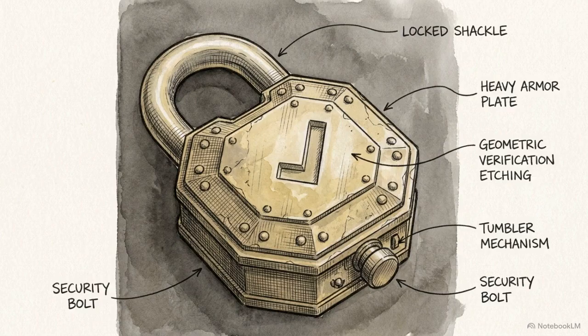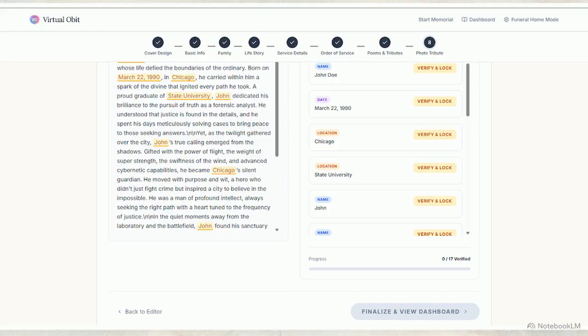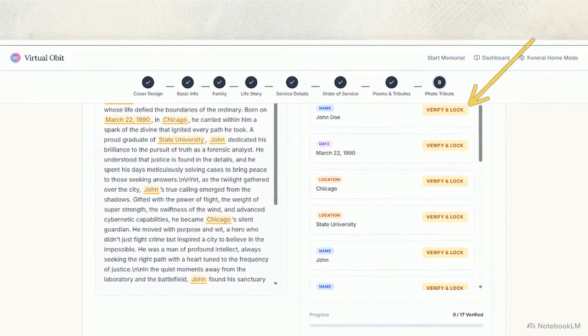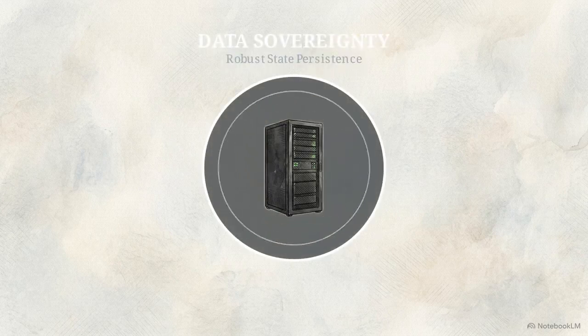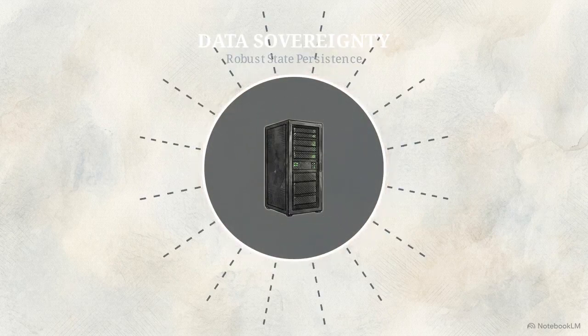At the end of the ingestion phase, the user locks their finalized data, preparing it for handoff to the processing layer. The verification interface clearly displays the locked data points alongside the generated output, allowing users to confirm that every biographical detail has been captured accurately. In end-of-life technology, robust state persistence is the foundational mechanism of ethical data protection.